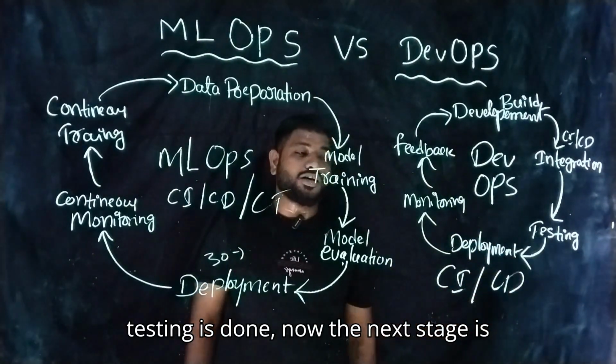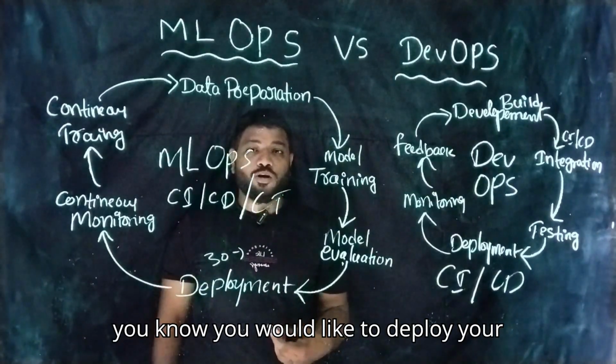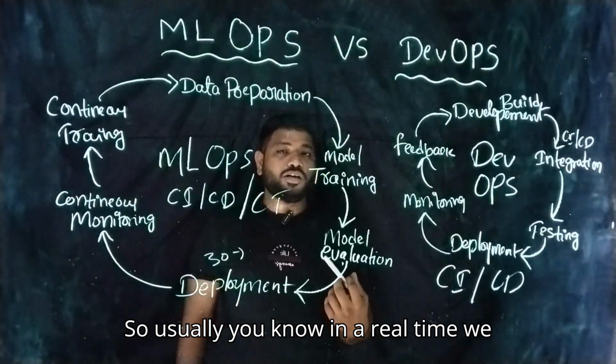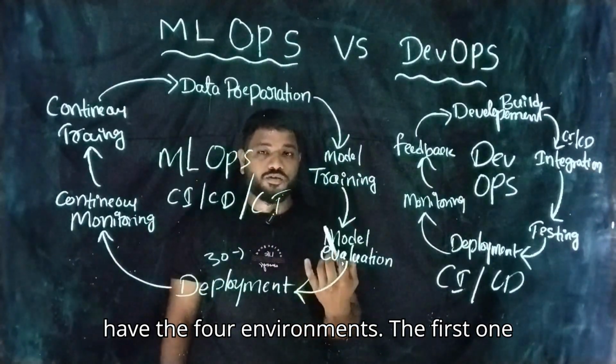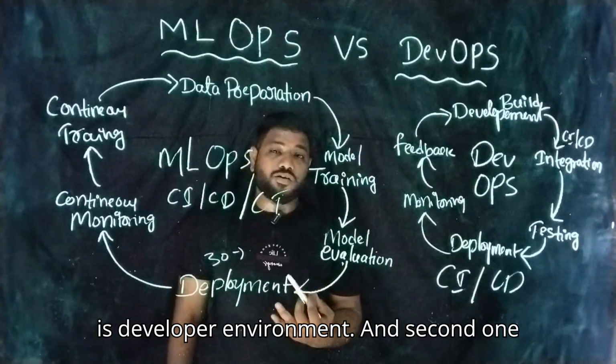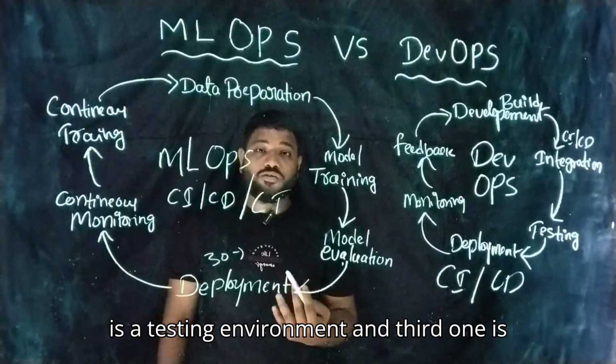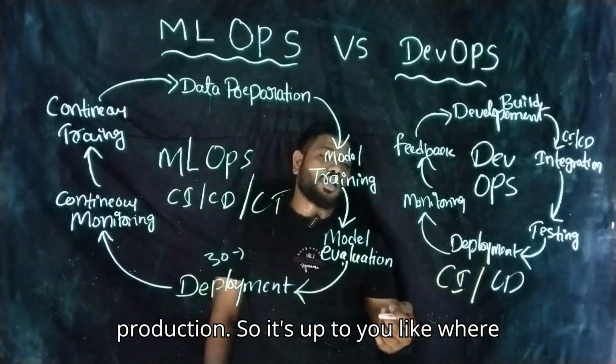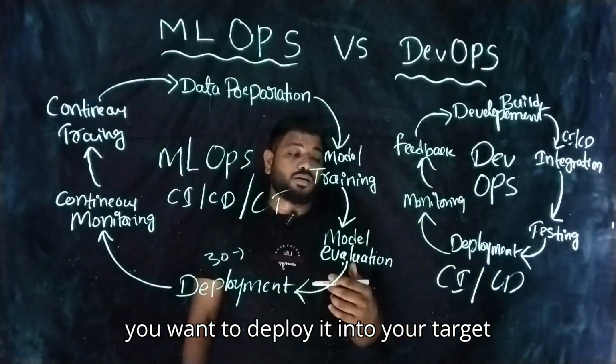Once testing is done, the next stage is you would like to deploy your application into any targeted environment. Usually in real time we have four environments. The first one is the developer environment, the second one is a testing environment, the third one is pre-production, and the fourth one is production. So it's up to you where you want to deploy it into your target environment.